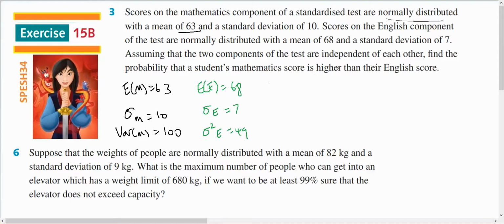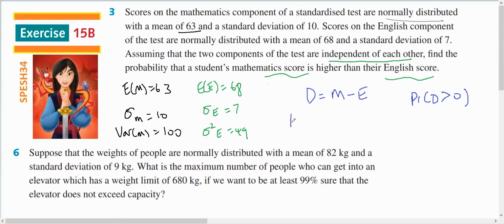Assuming that the two components of the test are independent of each other, so they occur separately and they have no influence on each other. Find the probability the student's maths score is higher than their English score. So in this particular case, I want to find the difference between the two scores. If the difference D is equal to the maths score minus the English score, I want to know the probability that maths is higher. So what is the probability that D is bigger than 0? Because if D is positive, it means maths is higher than English.